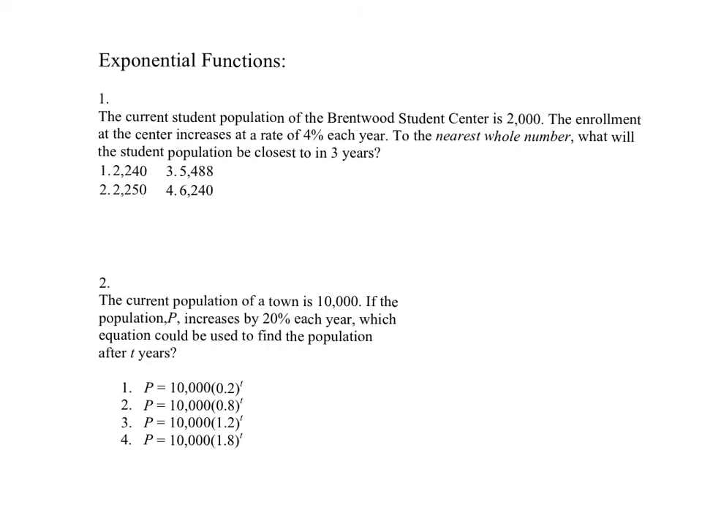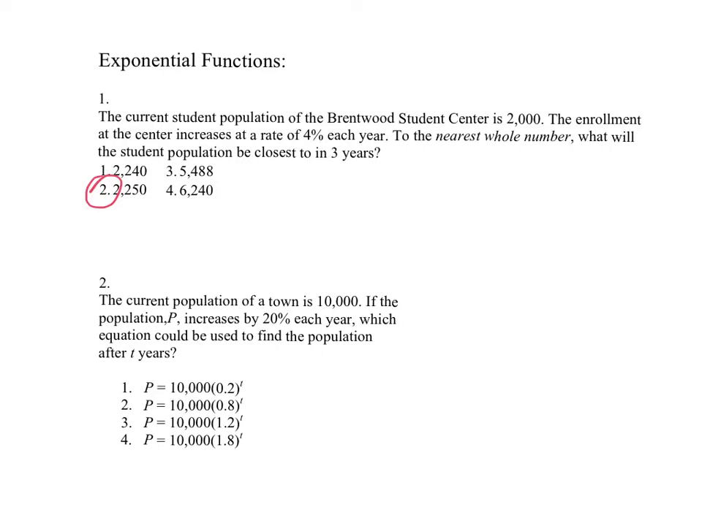For exponential functions, the answer to number 1: the current student population at the Brentwood Student Center is 2,000. The enrollment at the center increases by 4% each year to the nearest whole number. What will the student population be closest to in 3 years? The answer to that is number 2. If you got it wrong, you're going to go over it with your group on Monday.